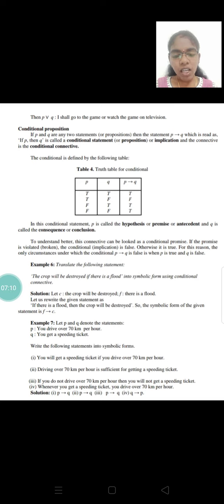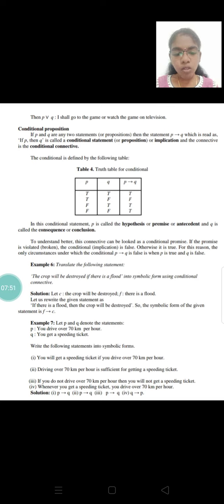Example 7. Let P and Q denote the statements. P: you drive over 70 km per hour. Q: you get a speeding ticket. Write the following statements in symbolic form. First, you will get a speeding ticket if you drive over 70 km per hour. Second, driving over 70 km per hour is sufficient for getting a speeding ticket. Third, if you do not drive over 70 km per hour, then you will not get a speeding ticket. Fourth, whenever you get a speeding ticket, you drive over 70 km per hour.